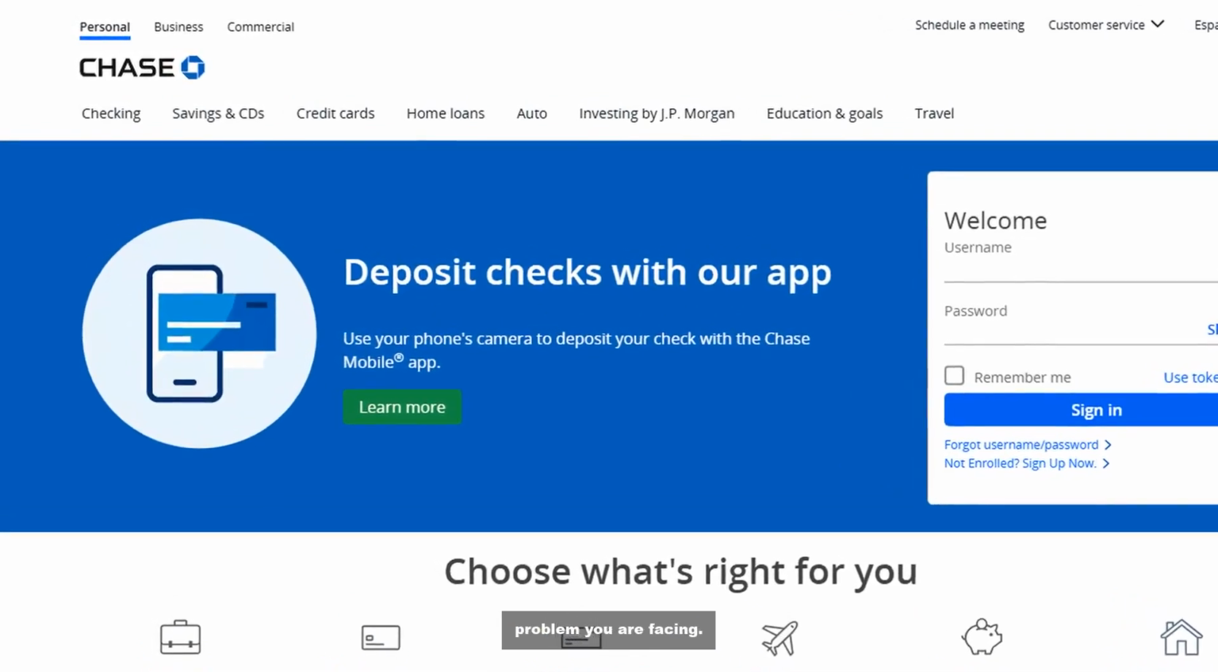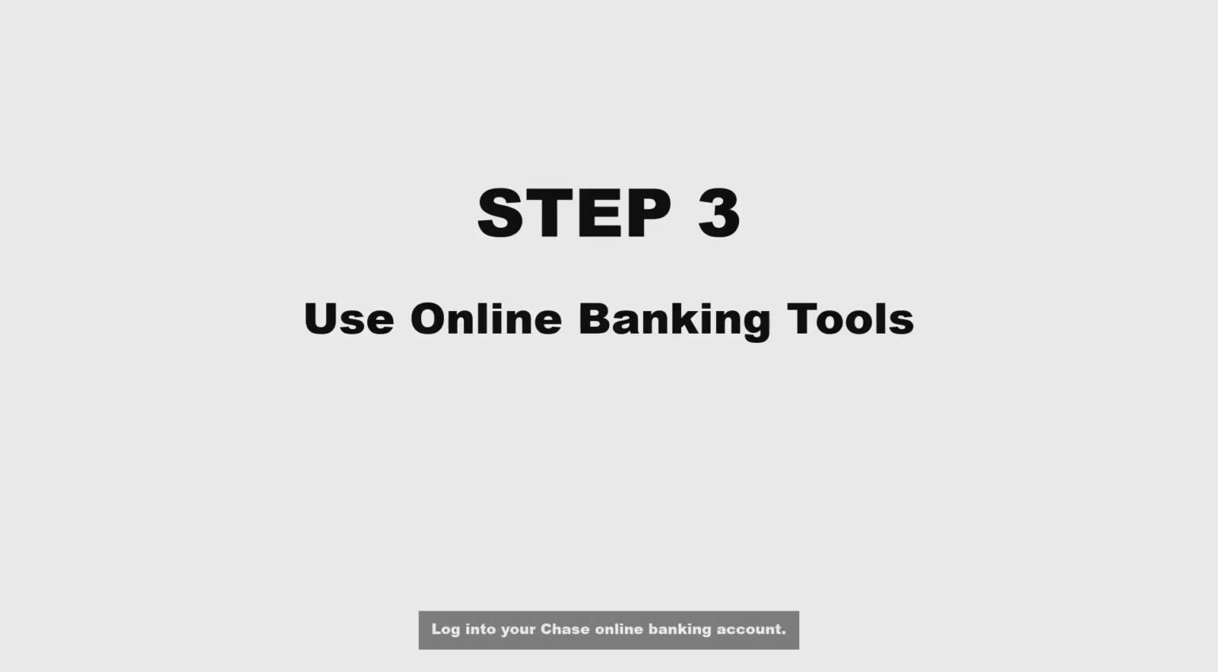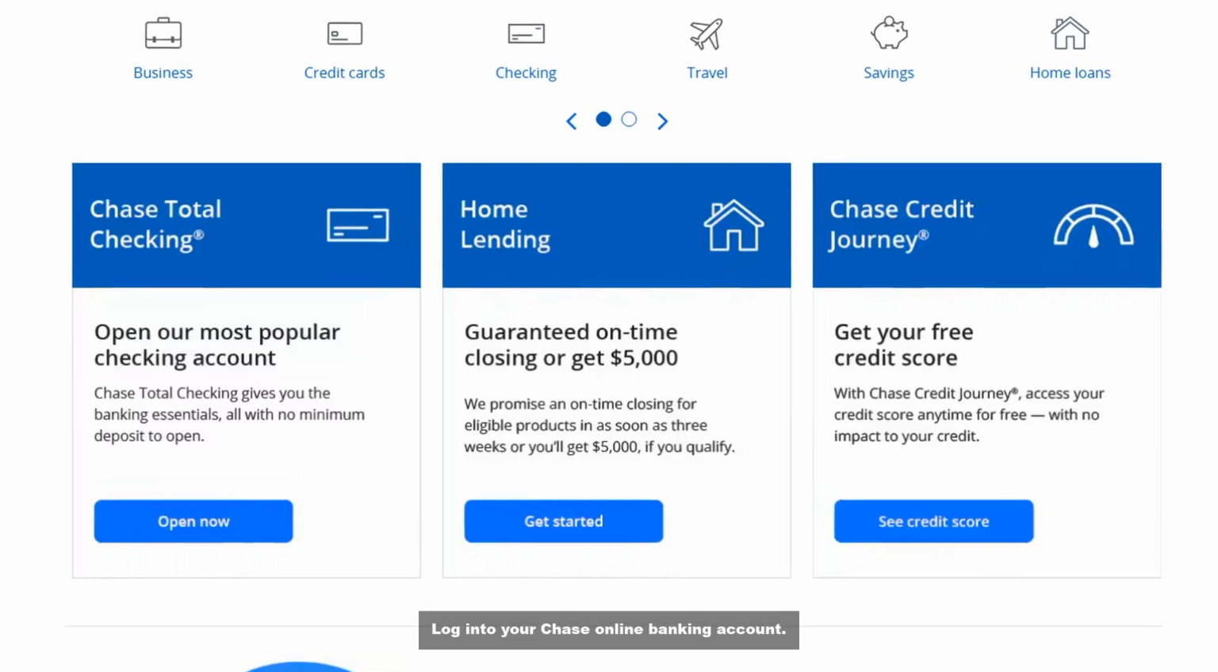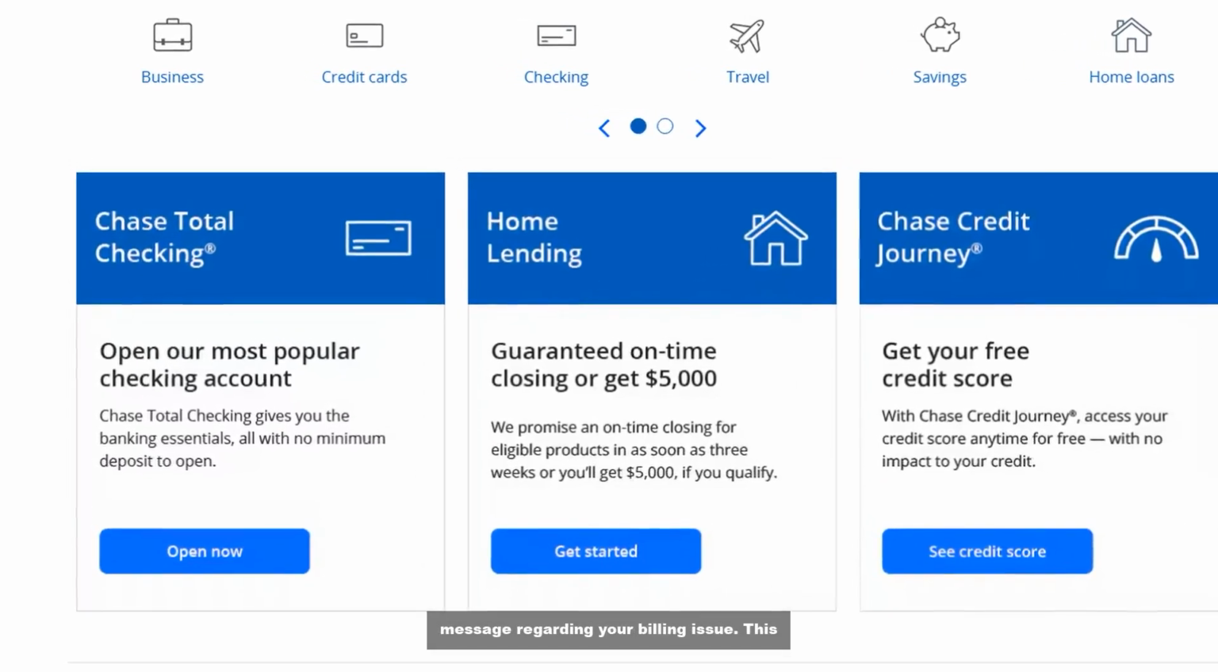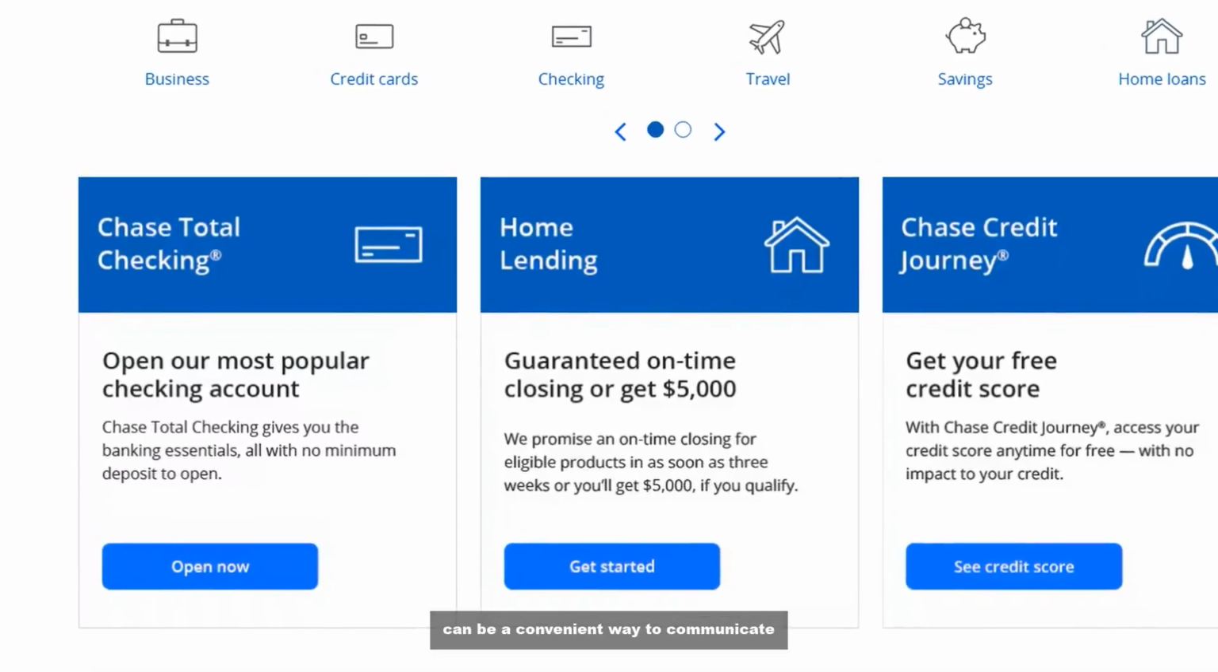Step 3. Use online banking tools. Log into your Chase online banking account. Use the messaging feature to send a secure message regarding your billing issue. This can be a convenient way to communicate without waiting on hold.